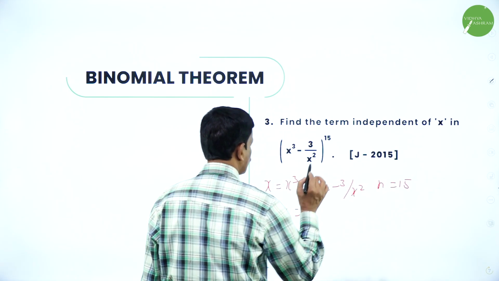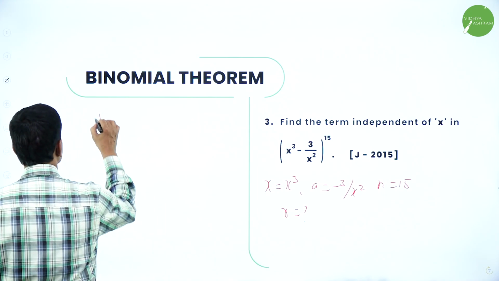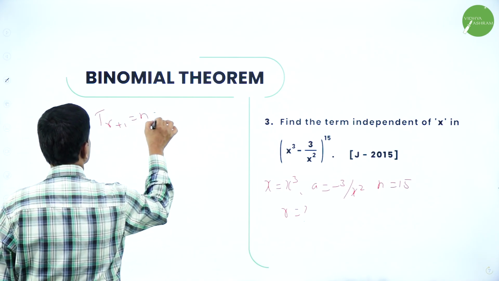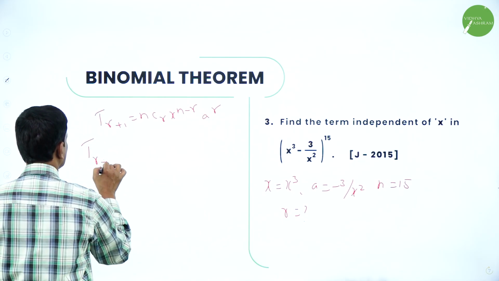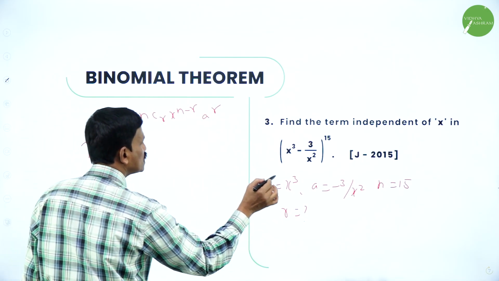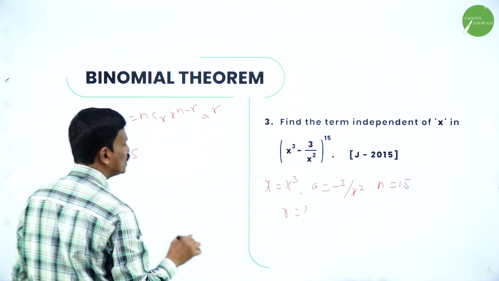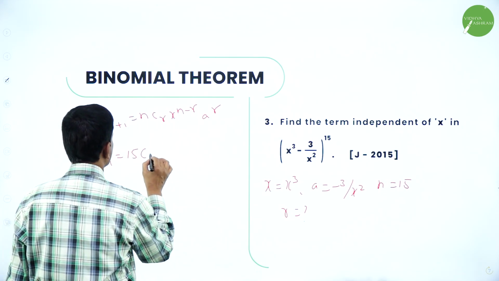Just find out r first. Now what is the general formula? T(r+1) is equal to nCr x raised to n minus r, a to the power of r. So T(r+1) is equal to... what is n? n is 15. 15Cr x.